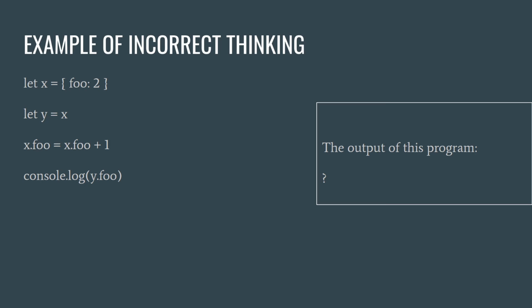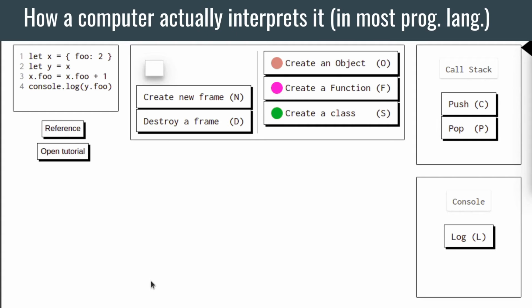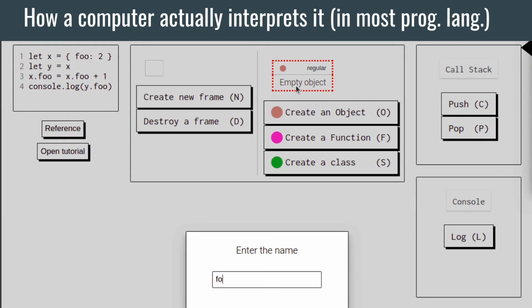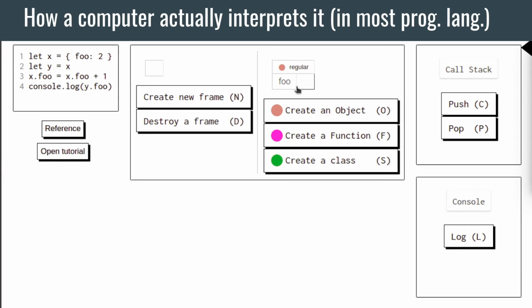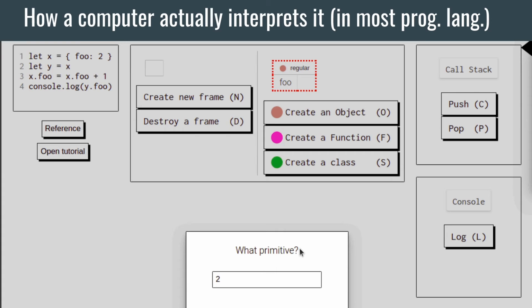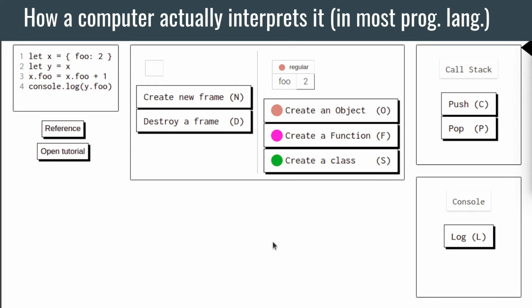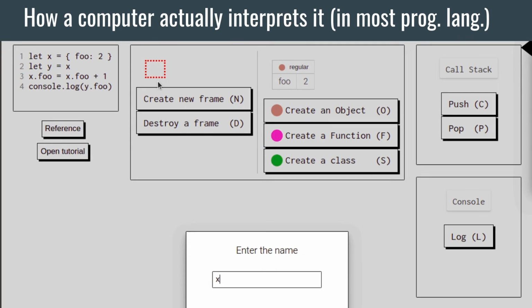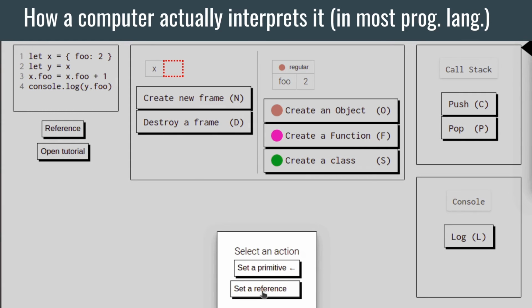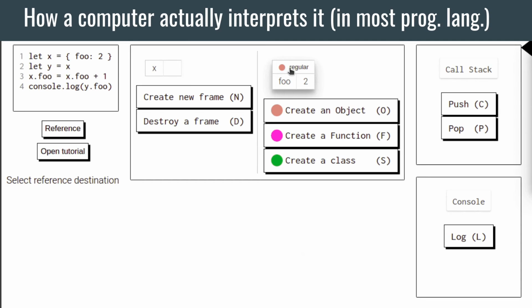So how do we actually think about this program? Or what is actually going on when a computer runs this program? Well, first we have to create an object. The property foo and a value of 2. Objects are just tables with 2 columns. And next we create a variable x that will have a reference to this object.